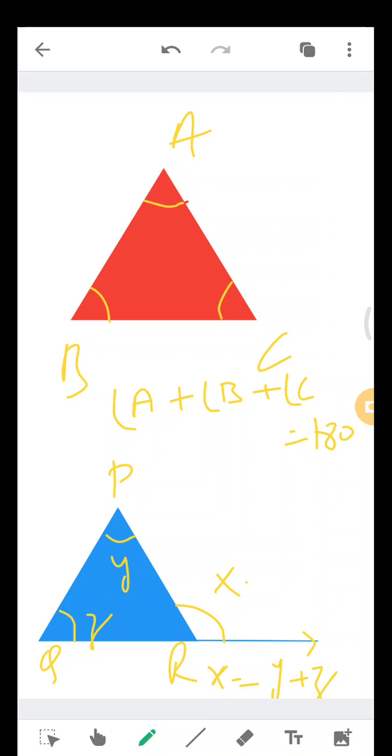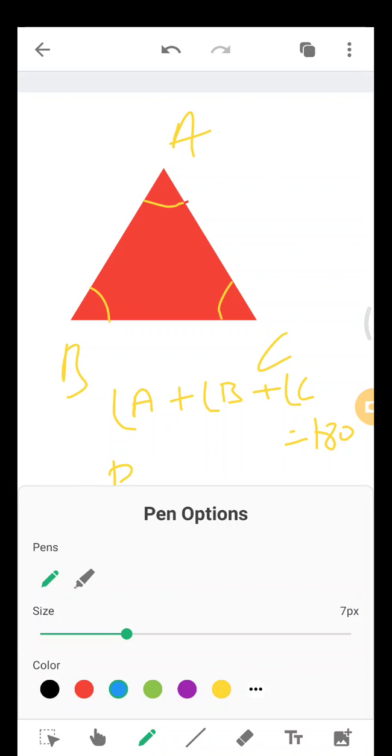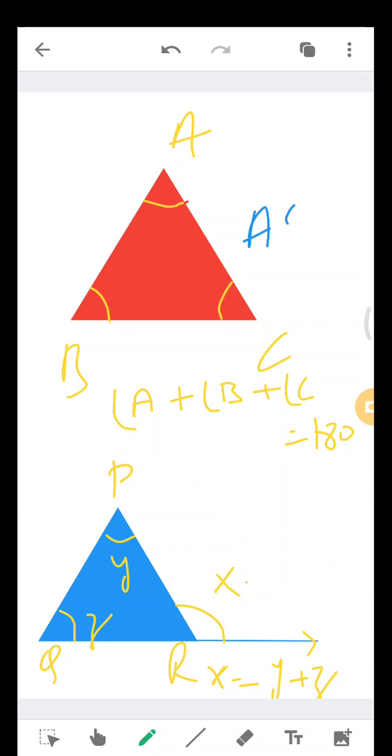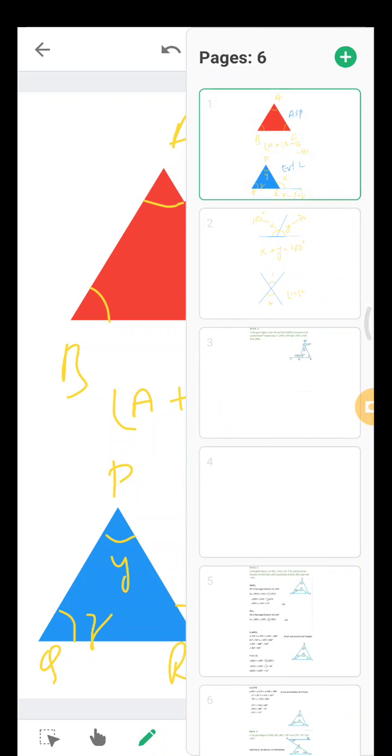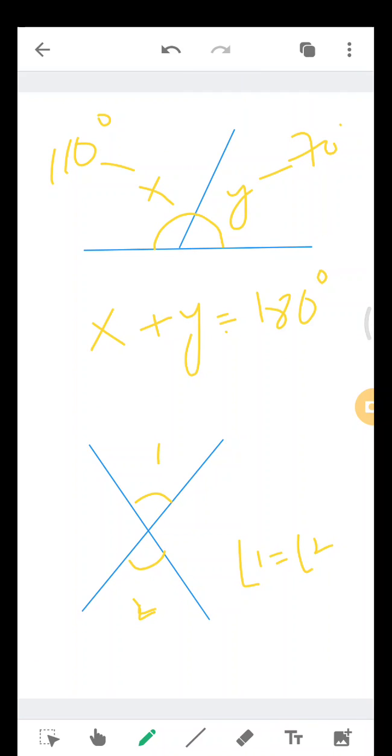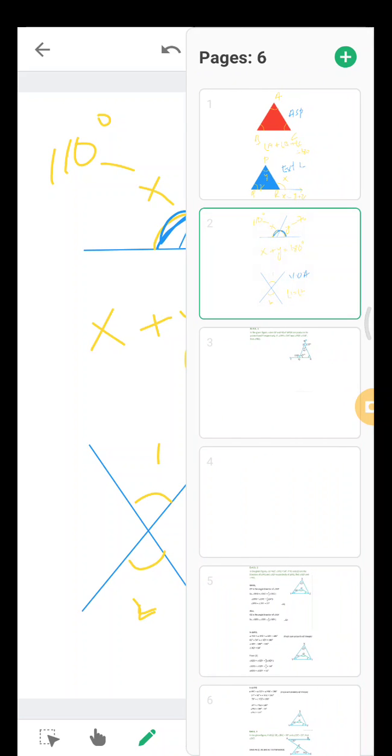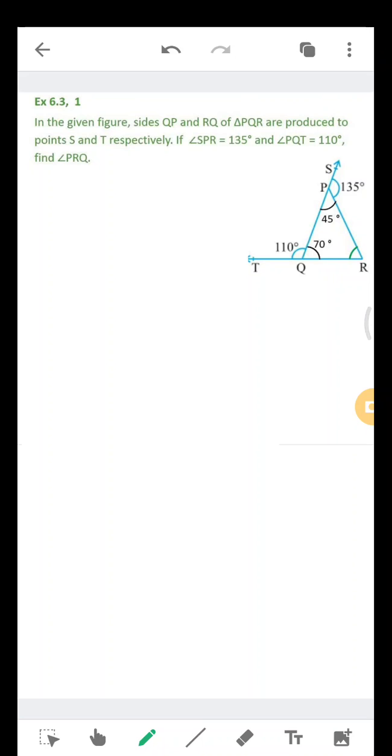So this is called angle sum property. Keep this in your mind. This is called angle sum property, and this is called exterior angle property of a triangle, and this is a linear pair axiom. Okay, linear pair or angles on a line, and this is vertically opposite angles axiom. So keeping these all in your mind, you will proceed with the exercise 6.3.